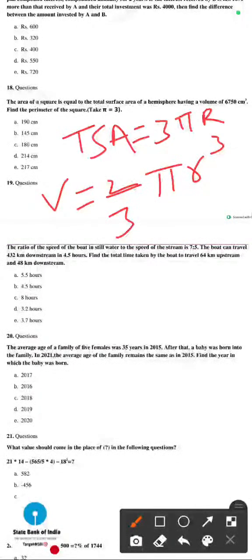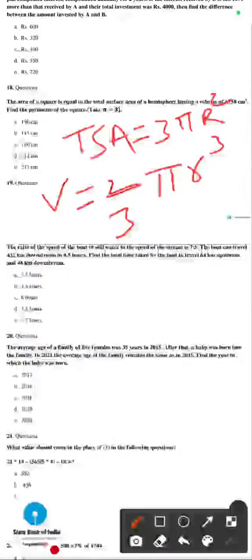So here the total surface area is 3πr². I forgot to place r squared. So these are the formulas we have. Given that the volume is 6750, so volume is given as 6750.